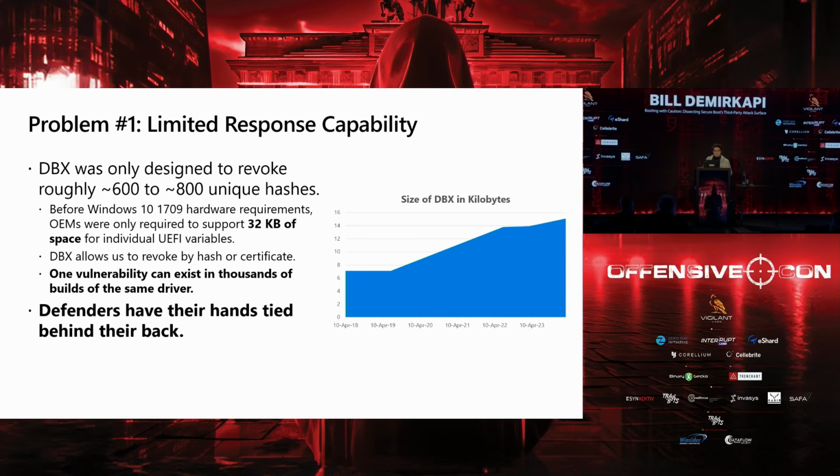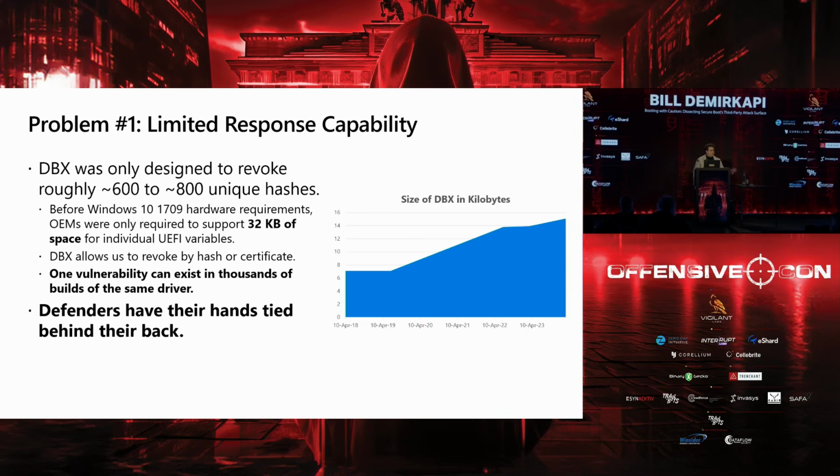DBX was really only designed to revoke 600 to 800 unique hashes. The reason is that before the Windows 10 1709 hardware requirements, OEMs were only required to support up to 32 kilobytes of space per UEFI variable. Now, DBX allows us to revoke by hash or certificate, but we again run into the problem where there's a lot of variants of the same image, whether that be a development build or even a different version. And so one vulnerability can end up impacting so many images, it really does tie defenders' hands behind their back.